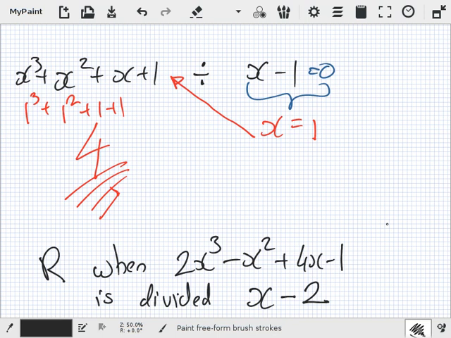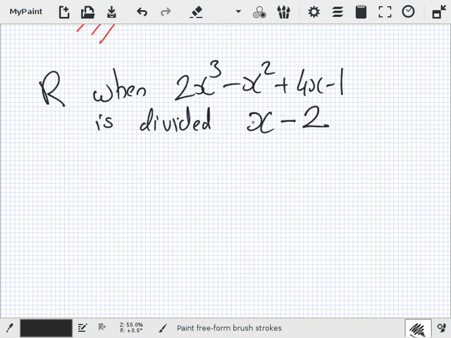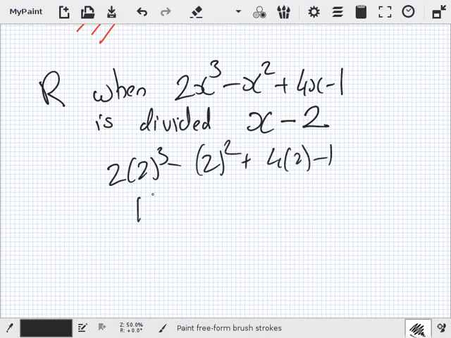I trust you. Let's calculate it. Good, okay, so you put in 2 here. So you have 2 cubed minus 2 squared plus 4 times 2 minus 1. What's that? 16 minus 4 plus 8 minus 1? 24 minus 5, 19. Okay, so the remainder theorem is quite useful.